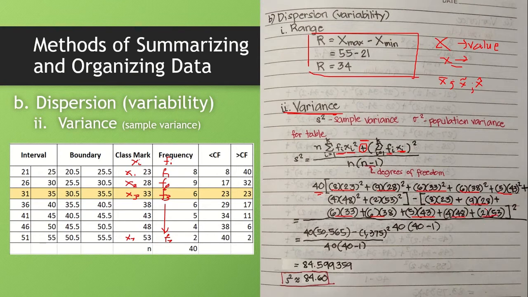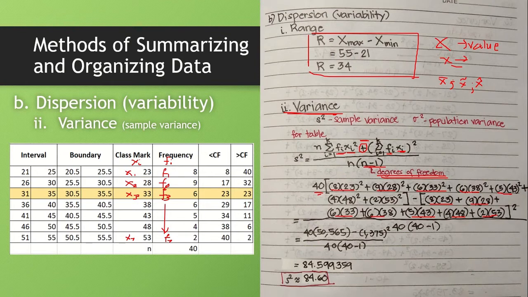And sum them up, raise it to power 2, and divide it by n times the quantity n minus 1. Commonly, n minus 1 refers to the degrees of freedom. Now you can check for the meaning of degrees of freedom. What does it mean when we say degrees of freedom? Anyways, we'll just proceed to the calculations.